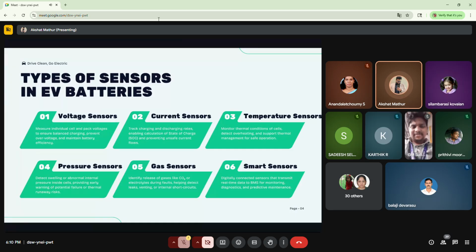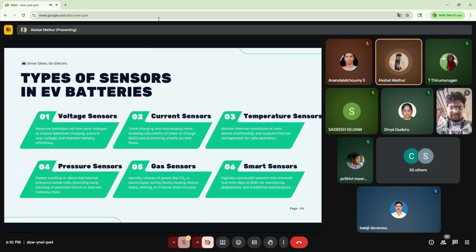The types of sensors in EV batteries: EV batteries rely on different types of sensors, each with a specific role. Voltage sensors keep track of each cell's health and prevent overcharging. Current sensors help calculate state of charge, SOC, and protect against unsafe loads. Temperature sensors are crucial for thermal safety. For example, overheating is one of the biggest risks in EV batteries, either while charging or in motion.